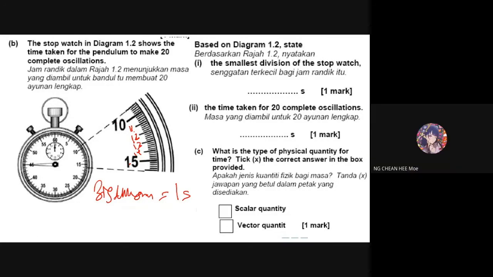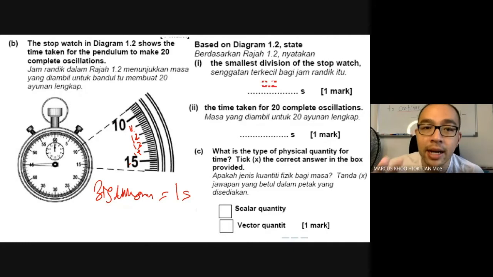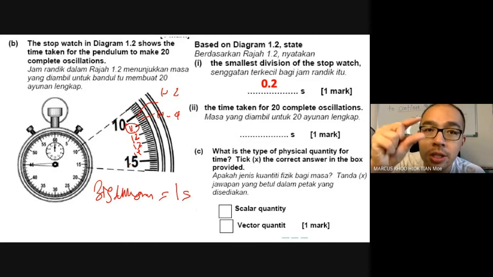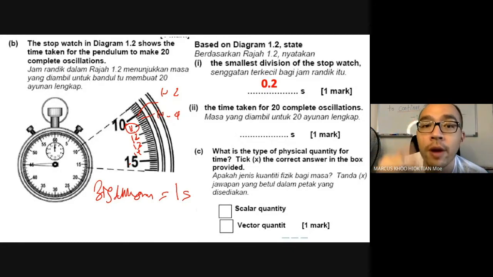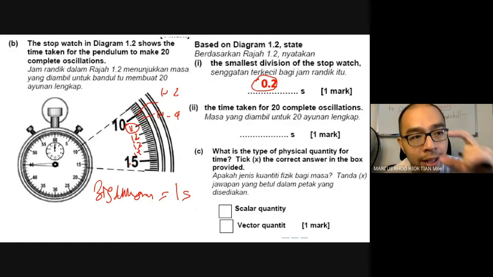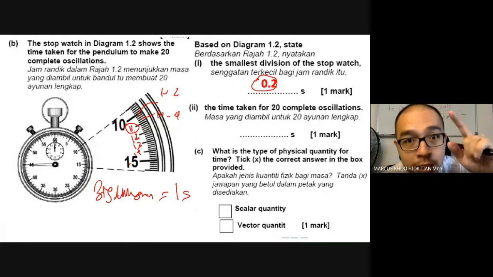0.2. Okay, and that's exactly the answer for the smallest division of the stopwatch. Anyway, this one becomes 10.2, the next one is 10.4, 10.6, 10.8, and then 11.0. So that means each small line represents 0.2 seconds. This is a very, very common question, and we can learn from this. Okay, so the smallest division is the value of the smallest line.